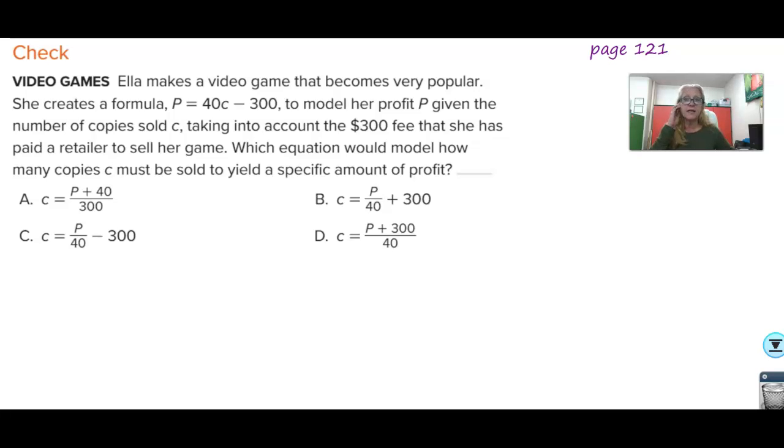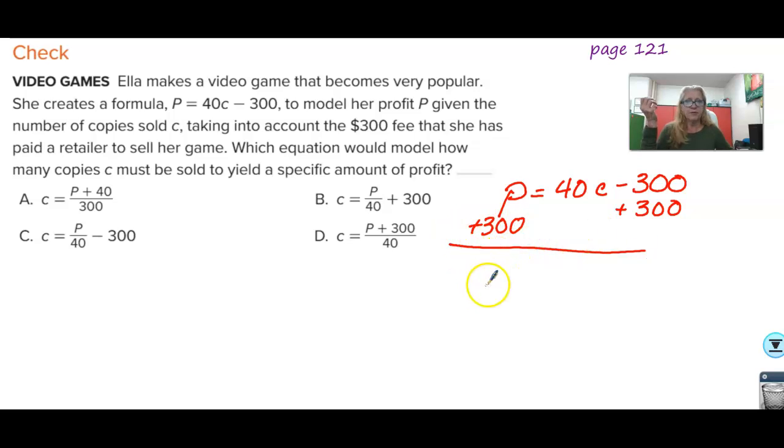So basically they're saying, here's your original equation. If we solved it for C, which one of these is right? Well, I like to do it myself. I'm a visual person. So we'd have 40C minus 300, and I want to get C by itself. So I would add 300 to both sides.